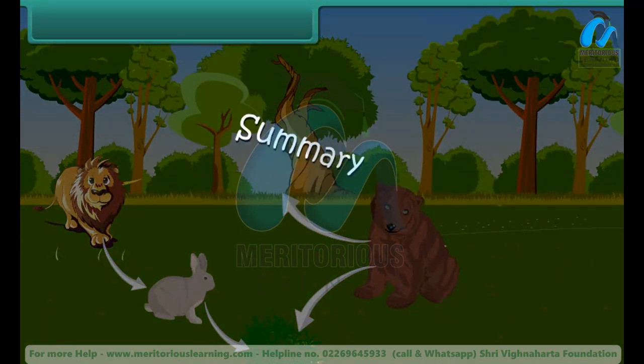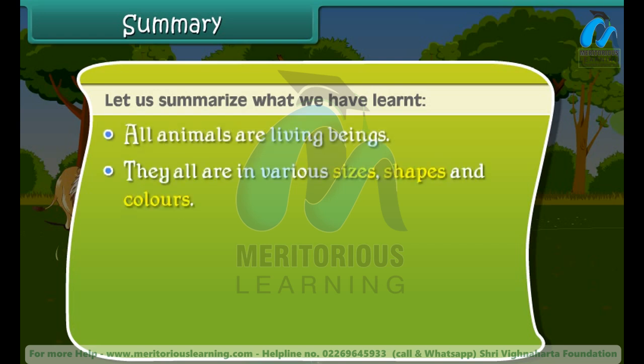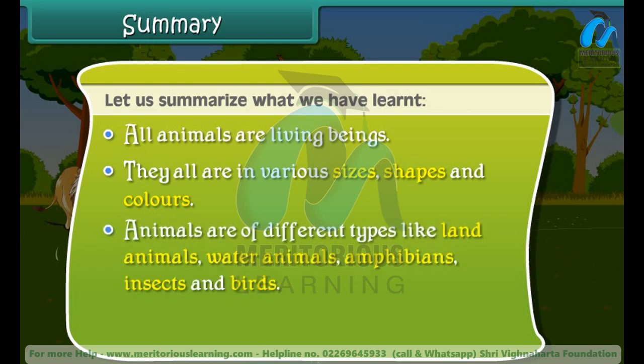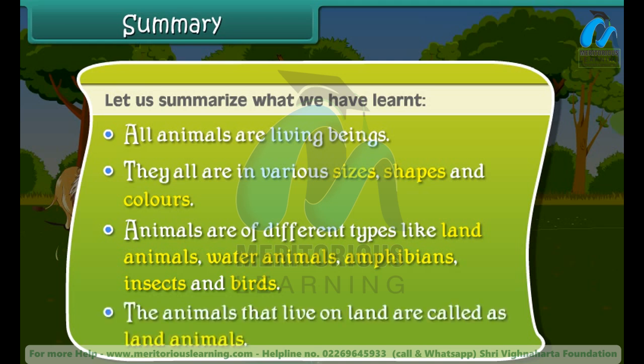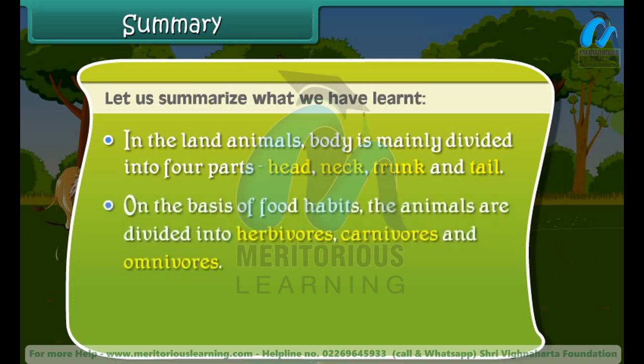Summary. Now friends, let us summarize what we have learned so far. All animals are living beings. They all are in various sizes, shapes, and colors. Animals are of different types like land animals, water animals, amphibians, insects, and birds. The animals that live on land are called land animals. In land animals, the body is mainly divided into 4 parts: head, neck, trunk, and tail. On the basis of food habits, the animals are divided into herbivorous, carnivorous, and omnivorous.